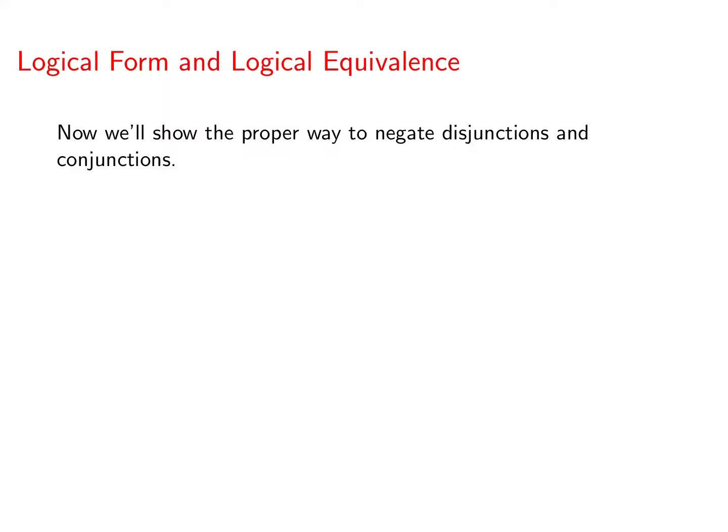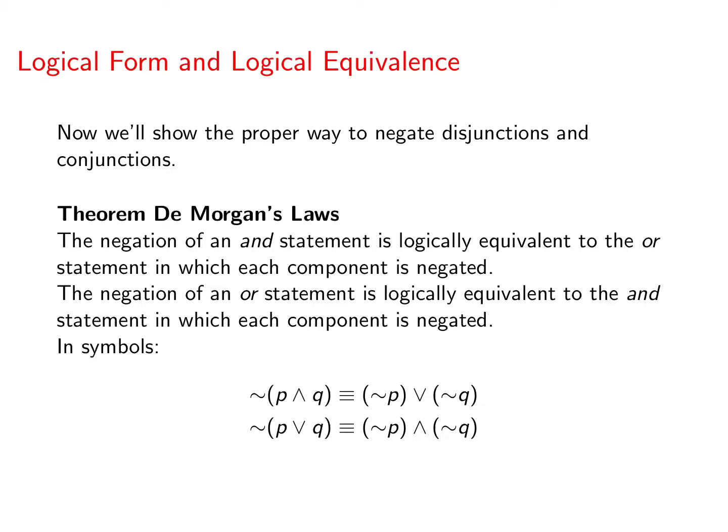Hello, discrete math fans. Let's talk about how to negate disjunctions and conjunctions. The way to do it is with a theorem. It's called De Morgan's laws. Essentially, the negation of an AND statement is logically equivalent to an OR statement. Then you have to negate each component. Similarly, the negation of an OR statement is logically equivalent to an AND statement.